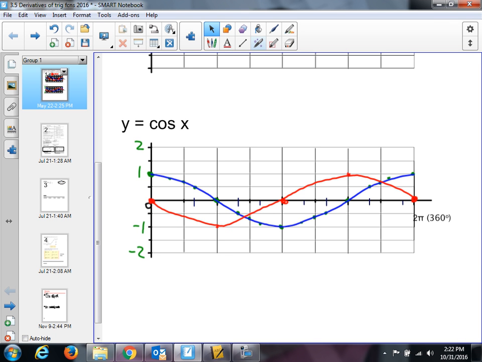I have a hard time drawing smooth curves here. Doesn't look that curved, but you get the idea, right? So, the derivative of the cosine function is negative sine of x. From that, you can figure out everything else.